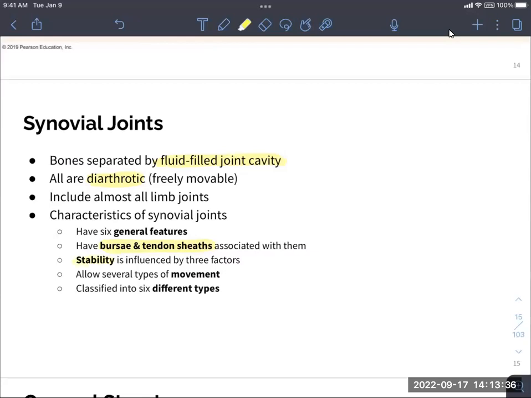They need stability. They allow several planes of movement. Think, how many directions can you move your arm or your leg? Several. So there's 6 different kinds of synovial joints.